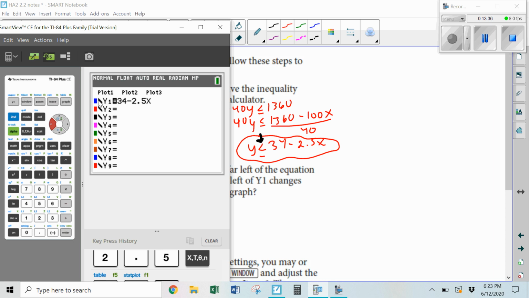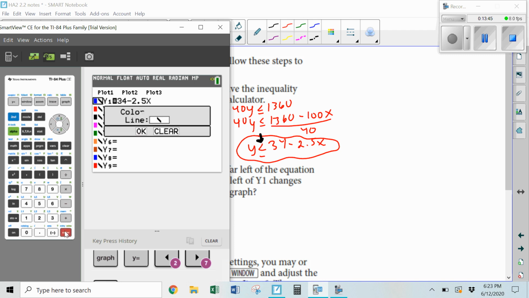Once you are over here, instead of on the 34, the 2.5x, you're going to hit enter. Again, yours may look different, but what you want to do is change this option to look like this. This would be less than. So we hit OK, or you might just have to hit enter if you have a different type of calculator. Now hit graph.